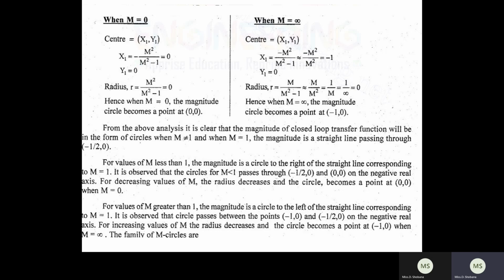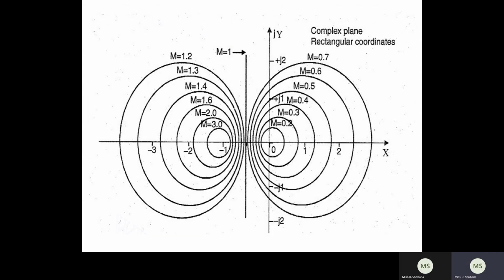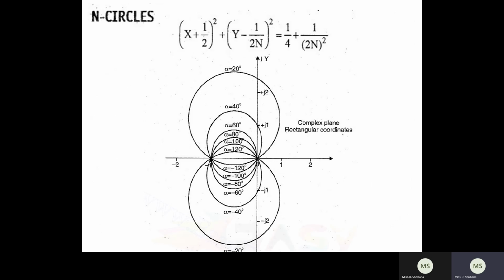Okay, so here we can go further. This is the m circle. When m is 1, a straight line is passing, and when m is from 0 to less than 1, the circles will fall on the right hand side. If m is increasing, the circle will fall on the left hand side. When m is infinity, a point will be available at minus 1. Then the n circle will be drawn like this by using this formula for various values of n, where n is equal to tan alpha. So then you can obtain the circle like this.